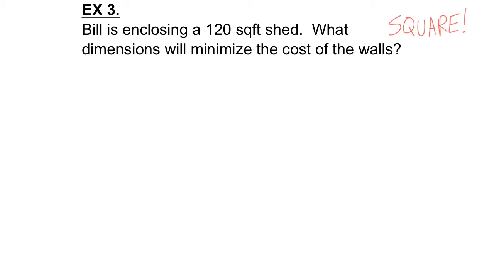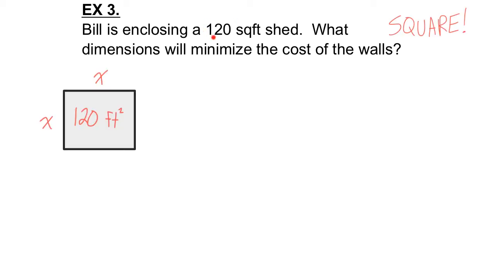It's a square. So Bill's shed is 120 square feet. This is another way of writing square feet. We know it's going to be a square. So I just labeled the side lengths of the square x. X is just the side length, okay?